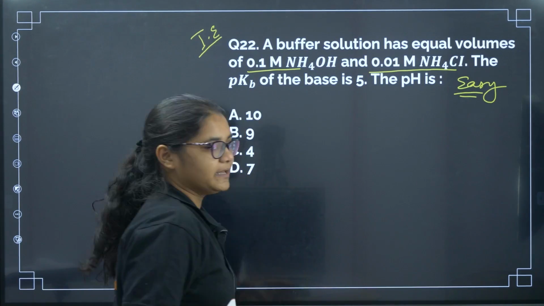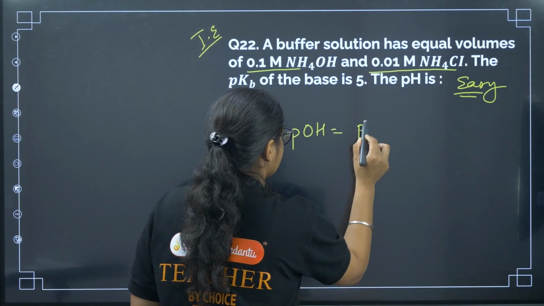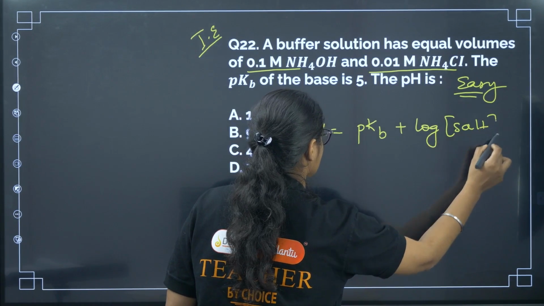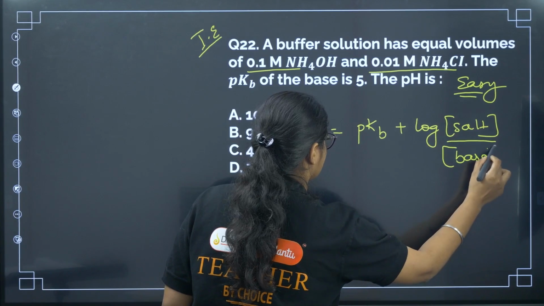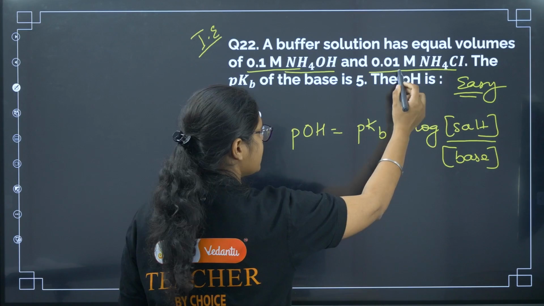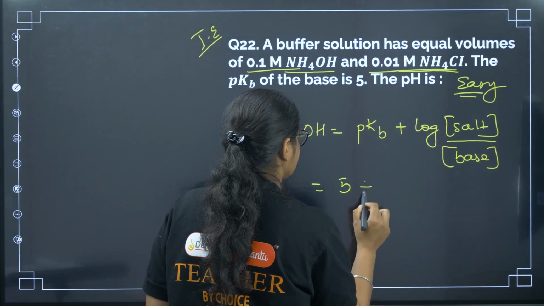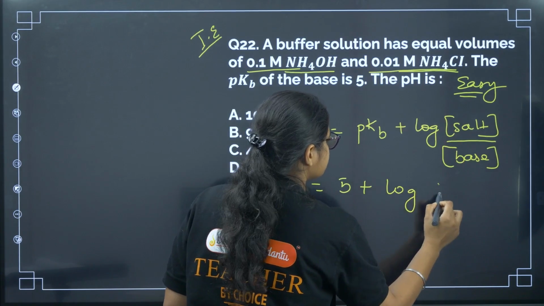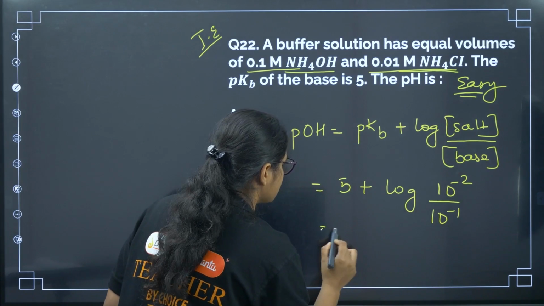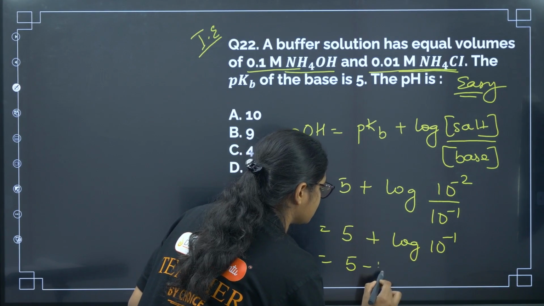Okay, so for any basic buffer, what is the formula to calculate the pH? pOH is equal to pKb plus log of salt by base. Now if you substitute the values, here we have base NH4OH and salt NH4Cl. pKb is 5 plus log of salt concentration 10 to the power of minus 2 by base concentration 10 to the power of minus 1. So I'll get 5 plus log of 10 to the power of minus 1, so 5 minus 1, that is equal to 4.